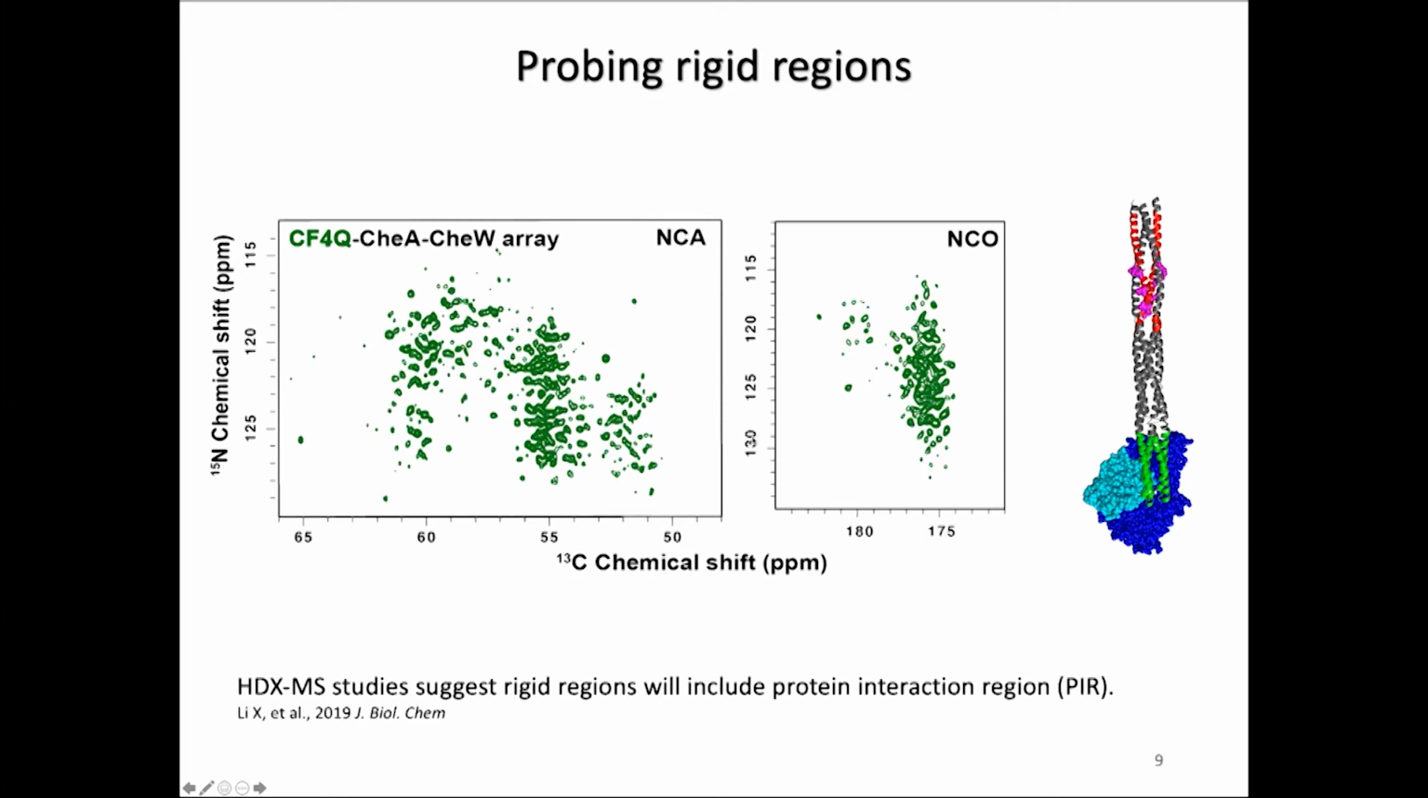Now we have some amazing spectra that we got from this protein, but we still haven't assigned all the peaks. But another grad student in the lab had done some HDX-MS studies on the sample, and her results showed that there was a slower D2O uptake in the protein interaction region. So right at the tip of the receptor, it showed slower deuterium uptake. So we believe that probably the peaks that we are seeing here might include the PIR region.